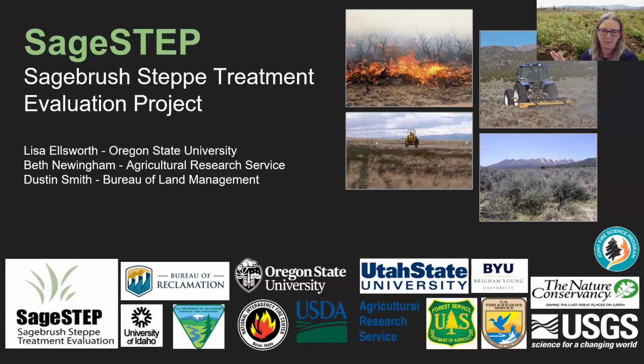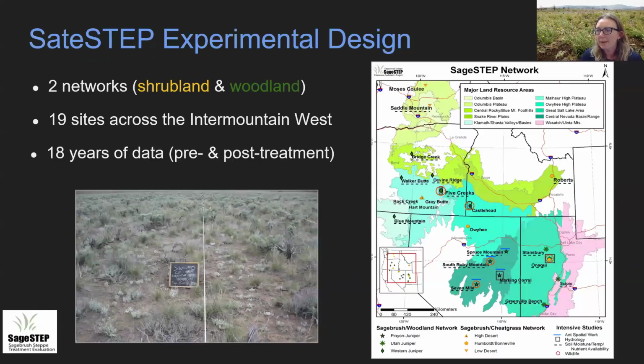Lots of those folks, their agencies' icons are pictured here, but it's a lot of really wonderful people who have contributed. So the experimental design of SageStep is that there's two networks. There's a shrubland network, which is places where sagebrush is dominant, and there's problems with cheatgrass in the understory. Those sites are pictured on the map in the orange icons.